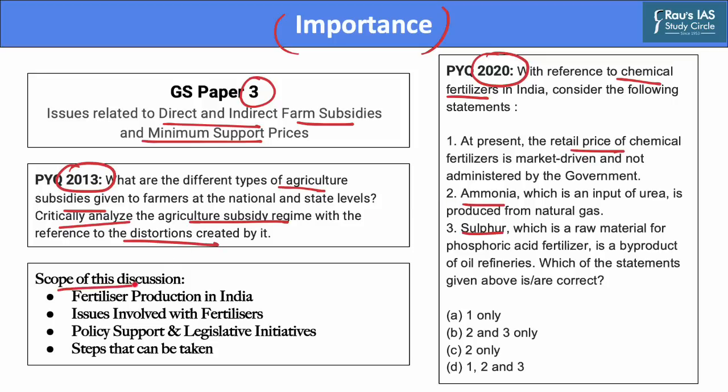The scope of this discussion would first cover the facts regarding fertilizer production in India. Moving forward, we will discuss the issues that are involved with the fertilizer sector in India. Third, we will take a look at the policy support and legislative initiatives by the government to encourage and subsidize the fertilizer use. Further, we will also take an overview of the steps that can be taken to reduce the overuse of urea as well as promote diversification and alternatives. But first, let us understand the facts pertaining to fertilizer production in India.